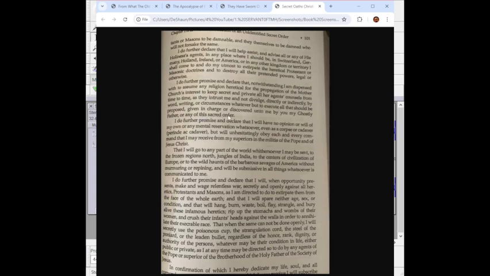of this sacred order. I do further promise and declare that I will have no option or will of my own, or any mental reservation whatsoever, even as a corpse or a cadaver, but will unhesitatingly obey each and every command that I may receive from my superiors in the militia of the Pope and of their version of Jesus Christ, the Antichrist, that I will go to any part of the world, whithersoever I may be sent, to the frozen regions north, jungles of India, to the centers of civilization of Europe, or to the wild hunts of the, they called us barbarous savages of America.